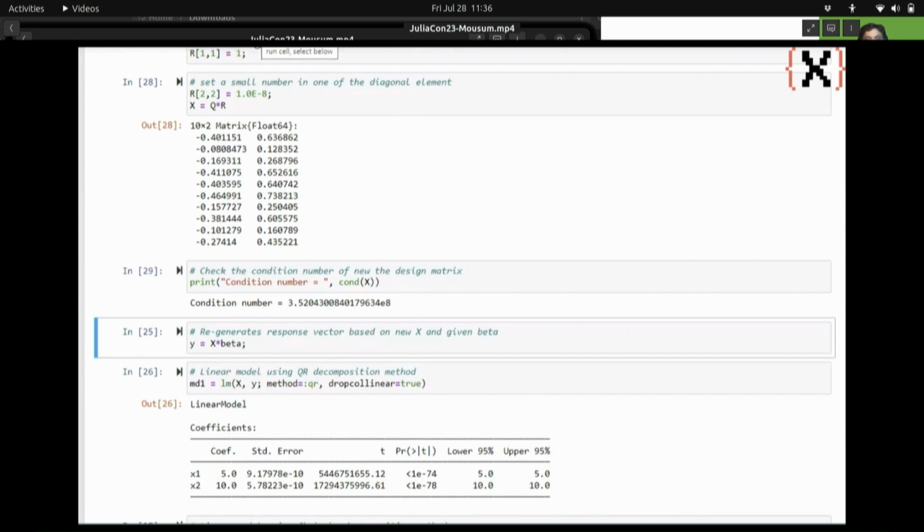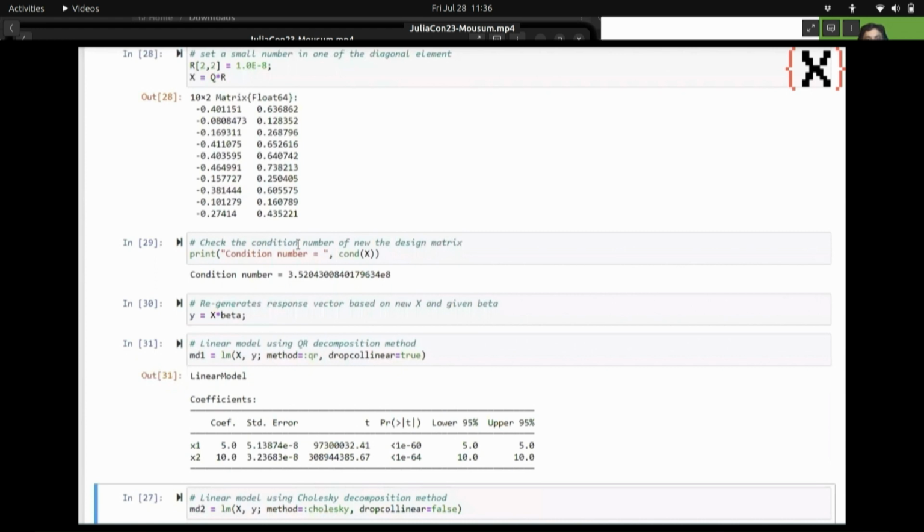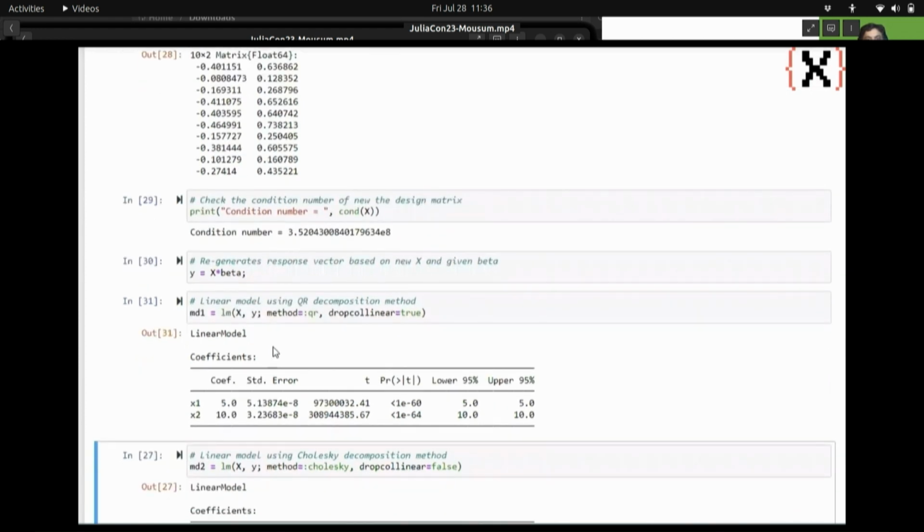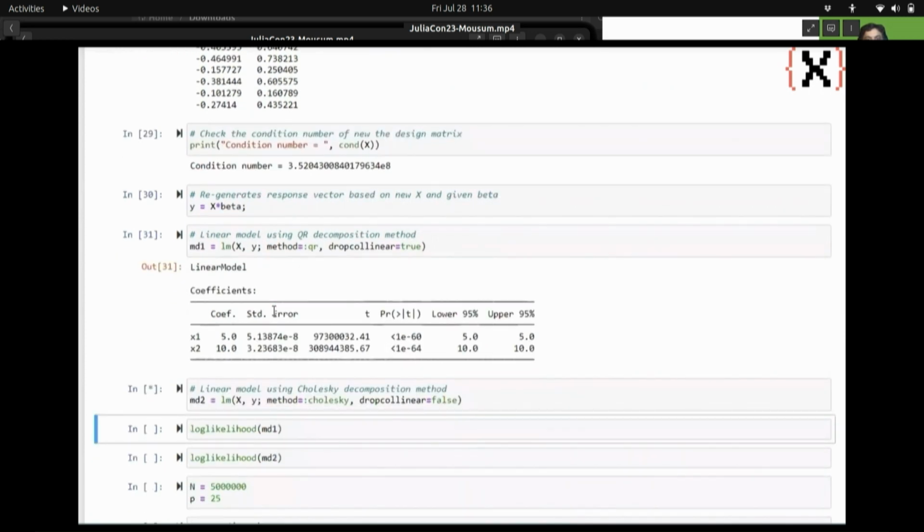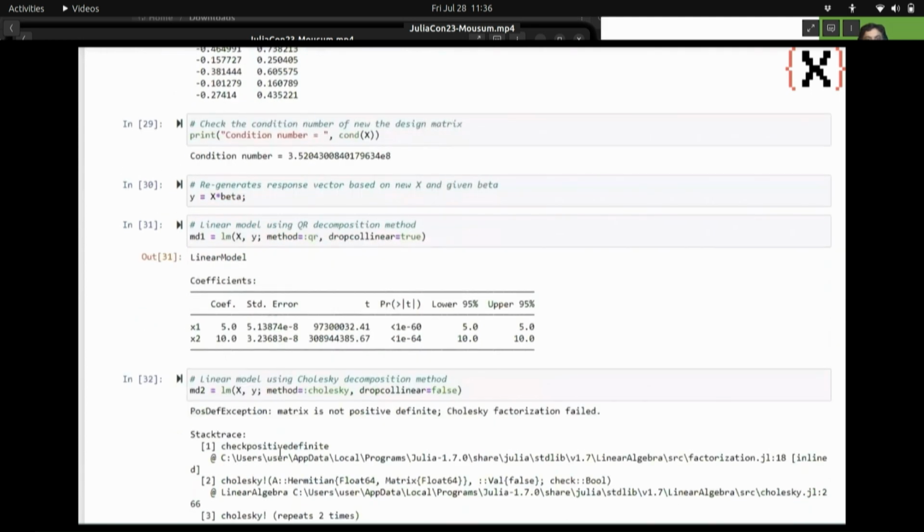The condition number is very high, so we can say the matrix is ill conditioned, but we can see that the estimates using the QR decomposition method are still perfect. Now the Cholesky decomposition method is giving the positive definite exception: the matrix is not positive definite. So the X prime X matrix is not positive definite.